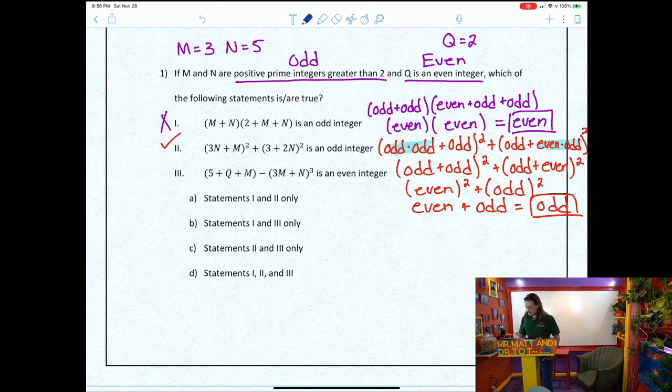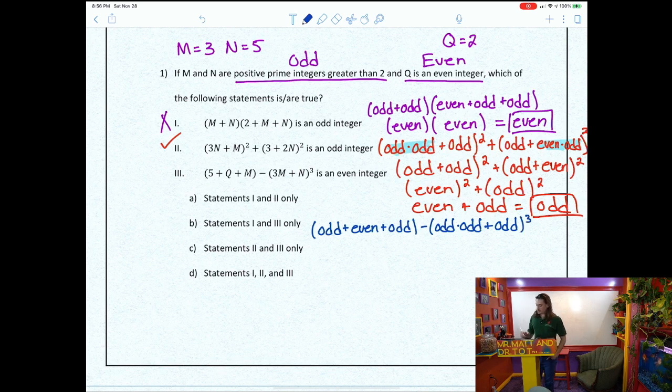In statement 3, we have 5, which is odd, plus q, which is even, plus m, which is odd, minus 3, which is odd, times m, which is odd, plus n, which is odd, quantity cubed. So an odd plus an even is going to be odd. That odd plus another odd is going to be even, so this whole thing is going to turn even on the left. An odd times an odd is odd.